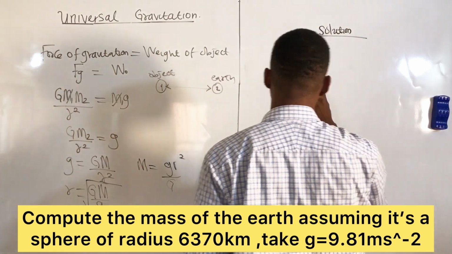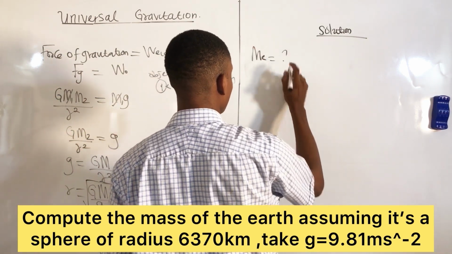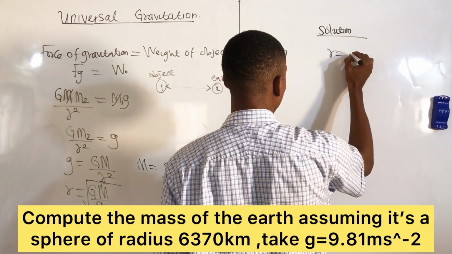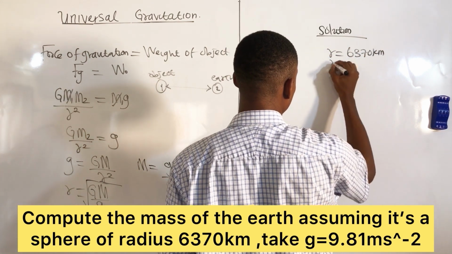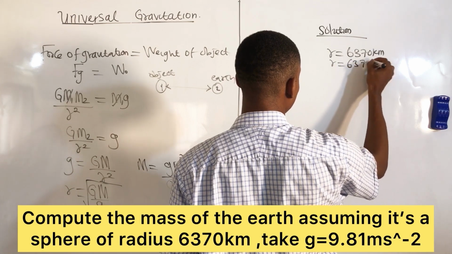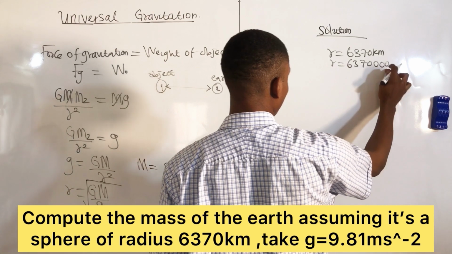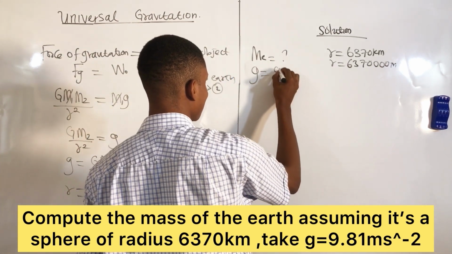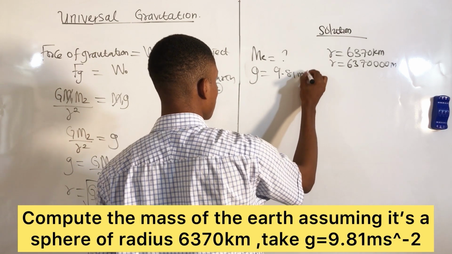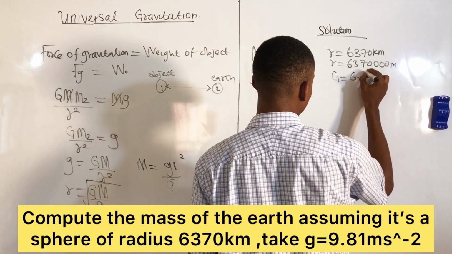Of course, let's say we should calculate the mass of the Earth, right? Taking the radius of the Earth to be 6,370 kilometers, which in meters becomes 6,370,000 meters. Of course, they give us the acceleration due to gravity as 9.81 meters per second square. We are given big G, of course.